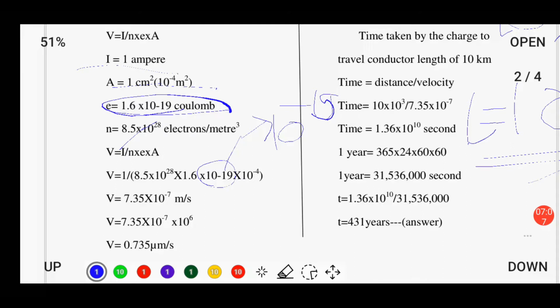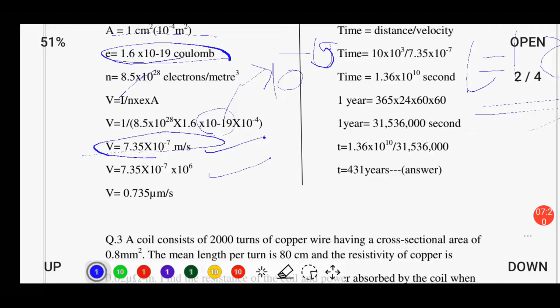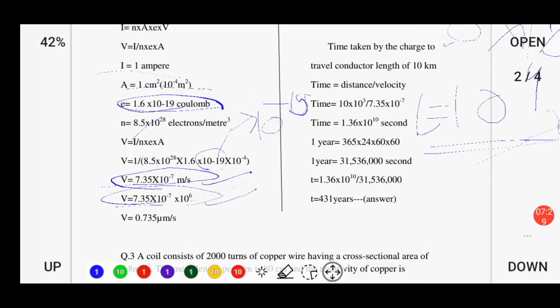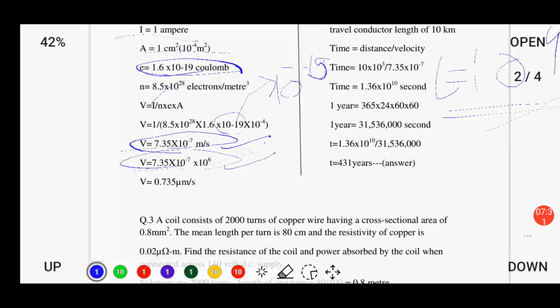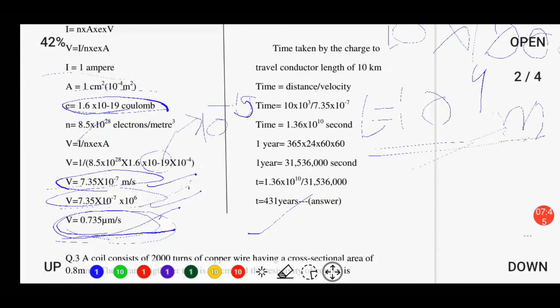On solving it, we get the drift velocity of the electron as V is equal to 7.535 into 10 to the power minus 7 meter per second. If we want to convert it into micrometer, we have to multiply it by 10 to the power 6, to convert it into the smaller unit. So the drift velocity of the electron comes out to be 0.735 micrometer per second. So we have got the drift velocity of the electron.